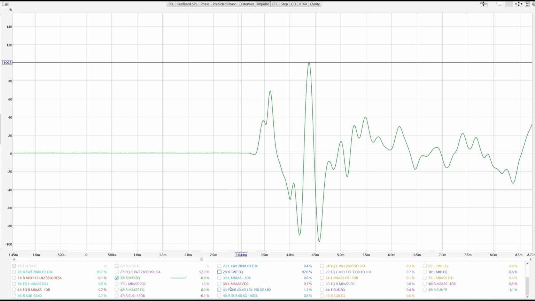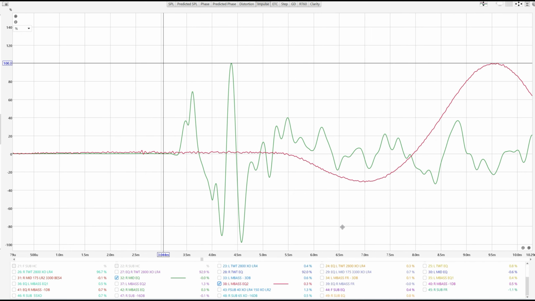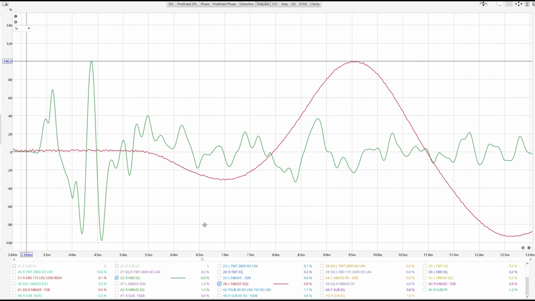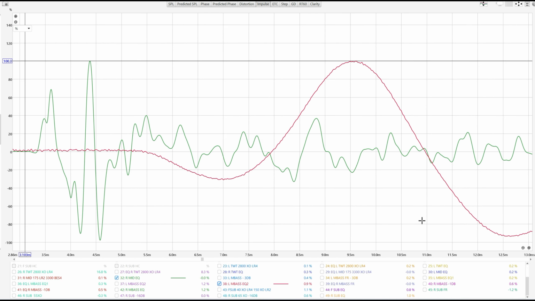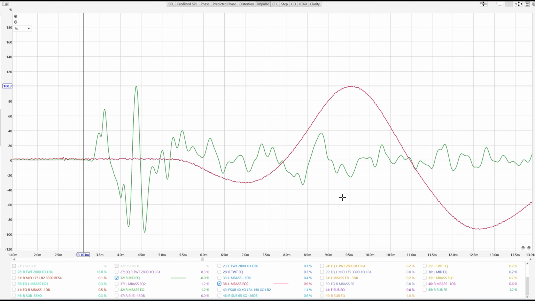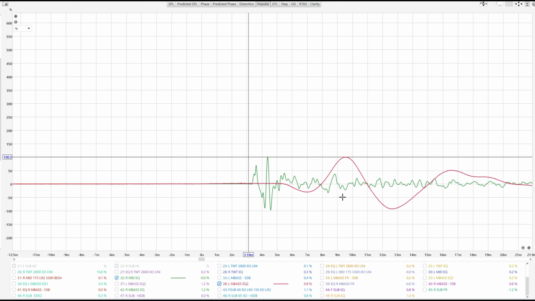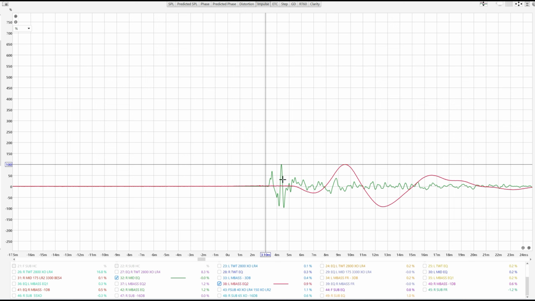So let's bring a mid bass up, and you can see compared to the mid, the mid bass is way over here, and the size of the curve, I'll have to keep scrolling out and scrolling out and scrolling out until we can see the whole of the impulse response.